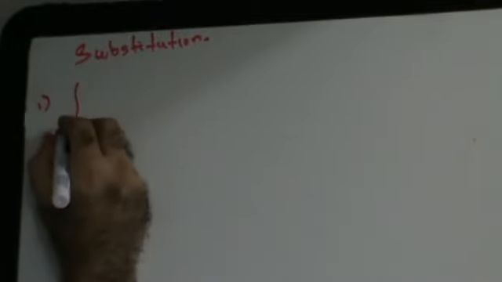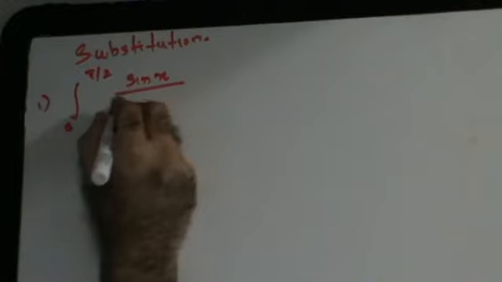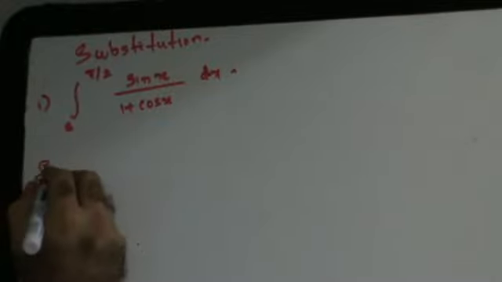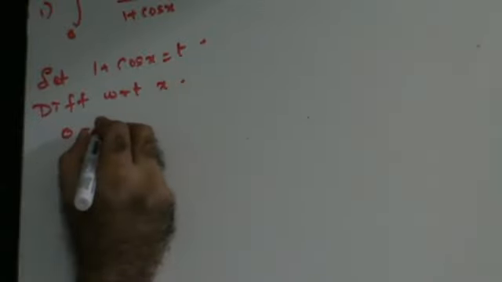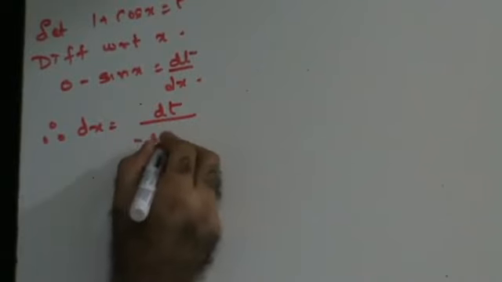Integral of 0 to pi by 2 sin x upon 1 plus cos x dx. Right? Now let us assume 1 plus cos x be equal to t. Differentiate with respect to x. So dy dx of 1 is 0, dy dx of cos x is minus sin x, which is dt by dx. Therefore I can say that dx is dt upon minus sin x. Fine, do we get this thing clear?